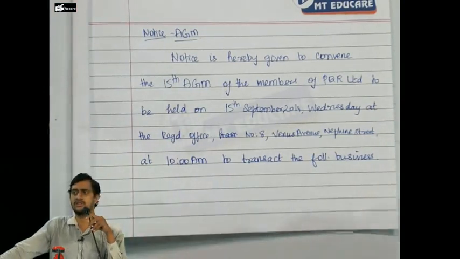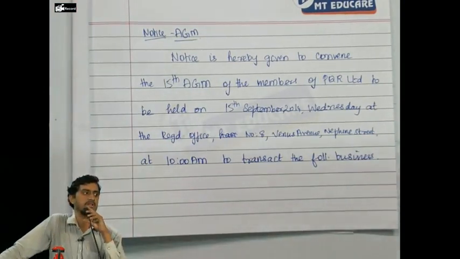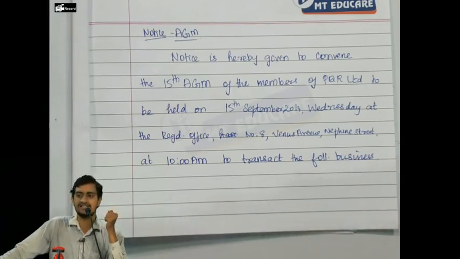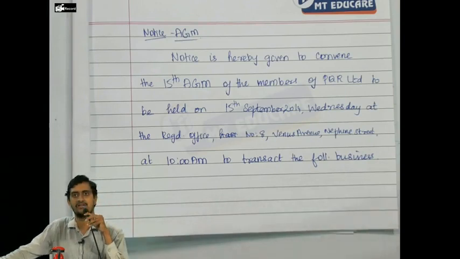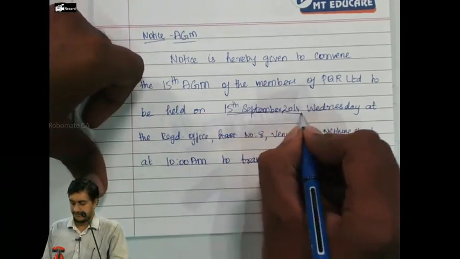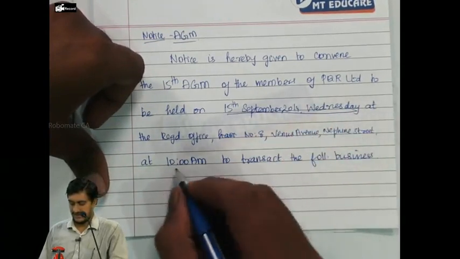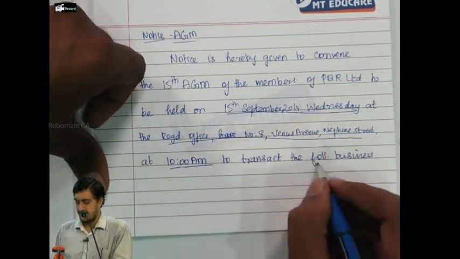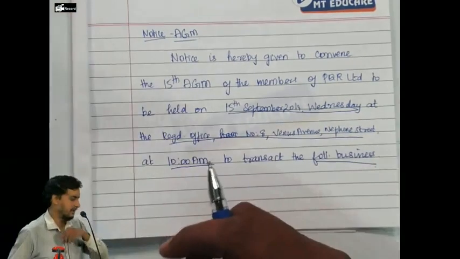Some important points to be recollected here. Point number 1, notice should contain the date, time, place and the business to be transacted at the meeting. So here the notice contains the date, the time, the place and the business to be transacted at the meeting.